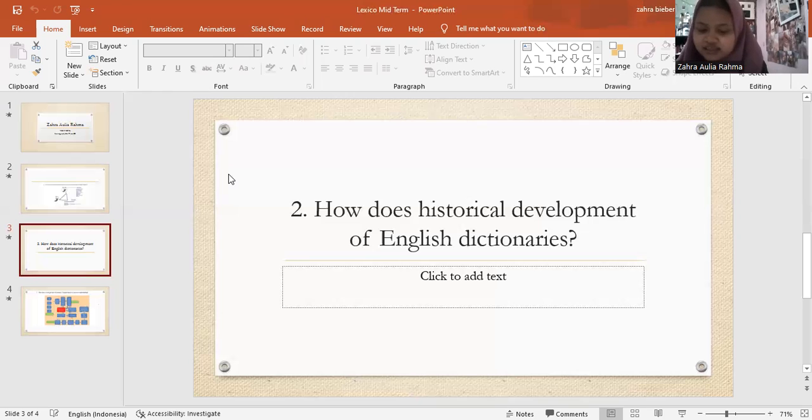Old English is from 500 until 1100. Middle English is 1100 until 1500. Early Modern English is 1500 until 1800, and Late Modern English is 1800 until present.